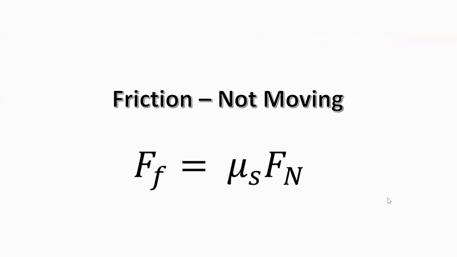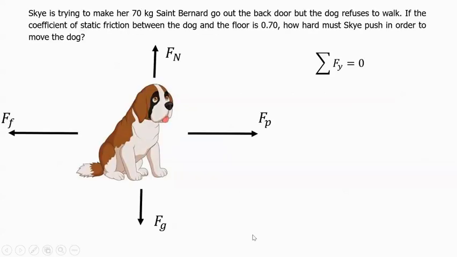So let's start with friction of something that is not moving. Okay, so we have the little s for static. And here's an example. Sky is trying to make her 70-kilogram St. Bernard go out the back door, but the dog refuses to walk. If the coefficient of static friction between the dog and the floor is 0.7, how hard must Sky push in order to move the dog? So you can imagine that this dog doesn't move.